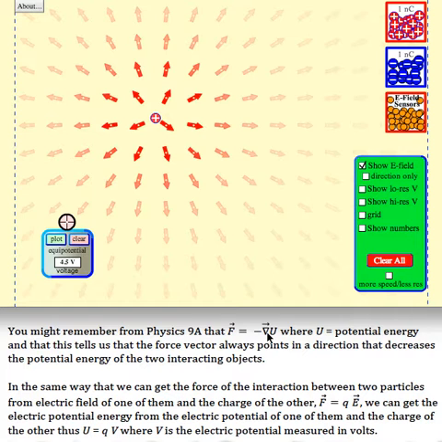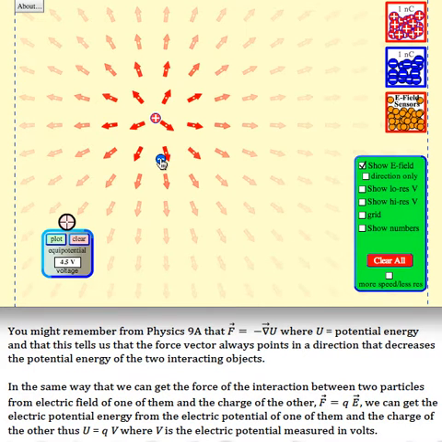So the force is the negative of the gradient of the potential energy, and the physics behind this mathematical statement is just that the force vector always points toward a direction that decreases the potential energy of the two interacting objects. So what does that tell us?